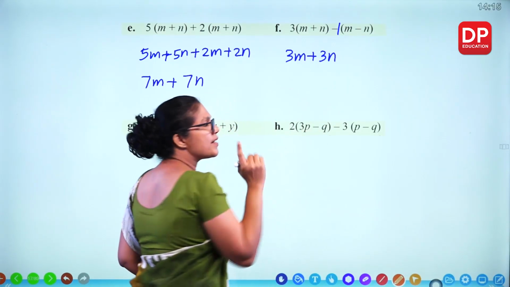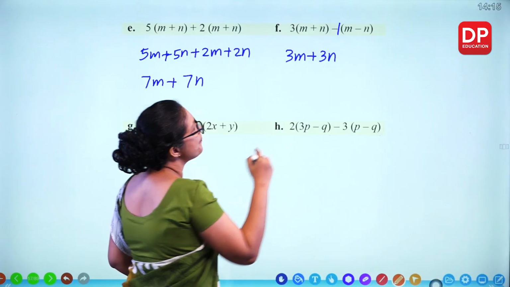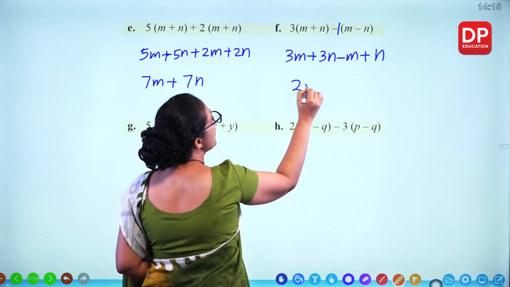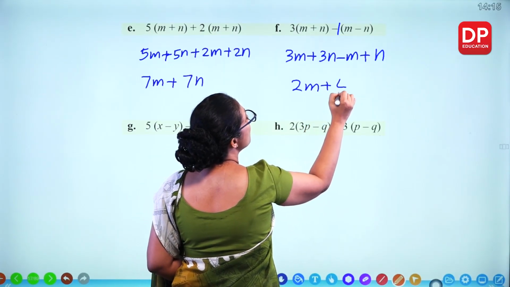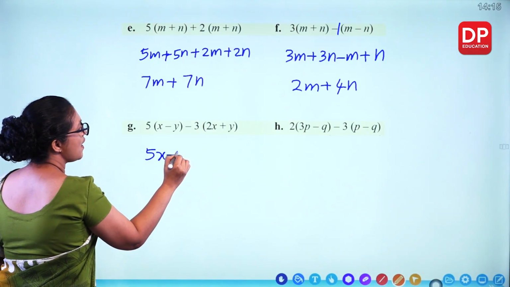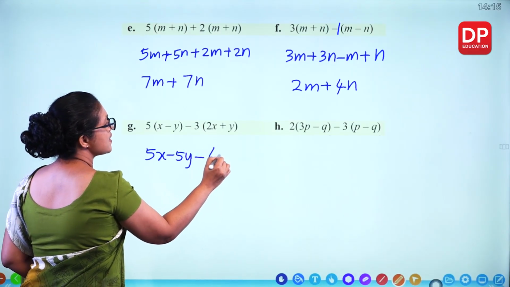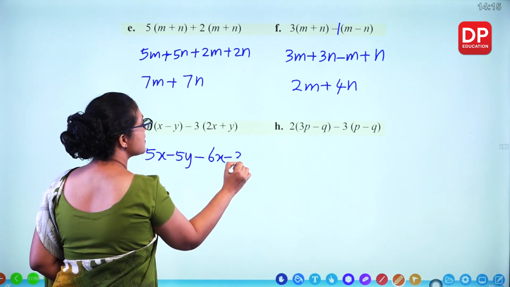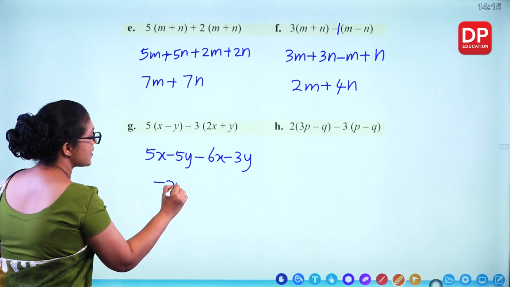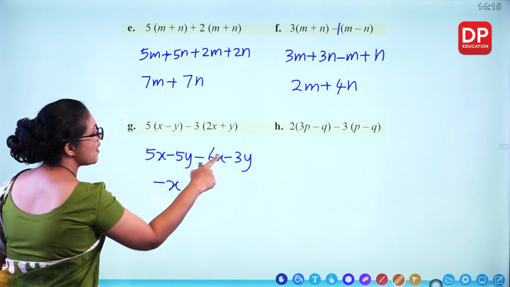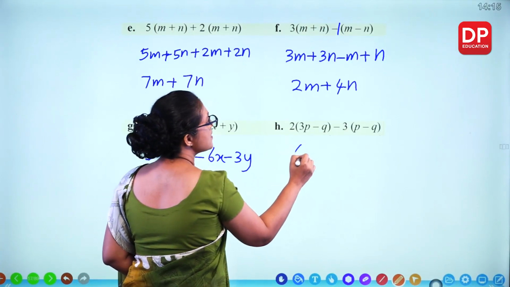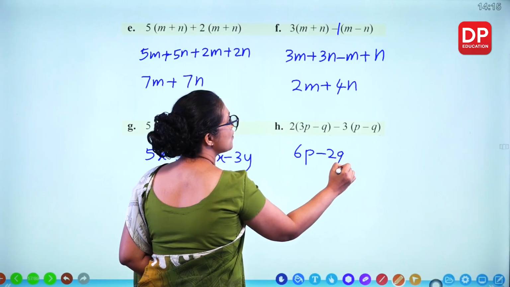This one, 3m plus 3n. Here nothing means 1 there. Multiply by minus 1, minus m plus n. 3m minus m, 2m. 3n and n, 4n. This one, 5x minus 5y minus 6x. Minus 3 times y, minus 3y. Simplify like terms. Minus x. 5 minus 6. Minus 5 minus 3, minus 8. So minus 8y.